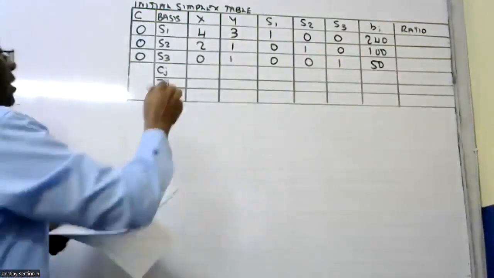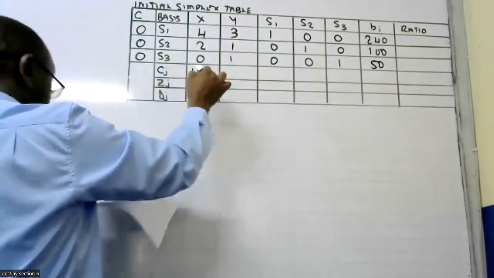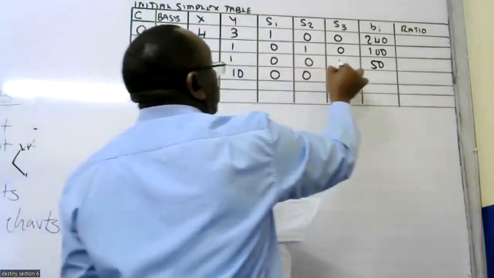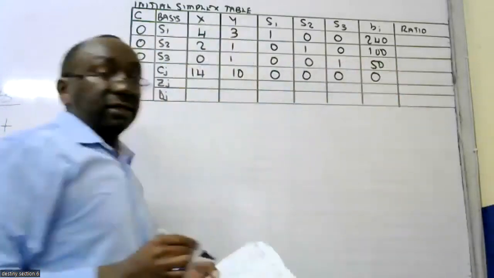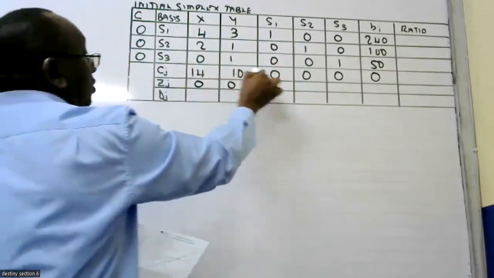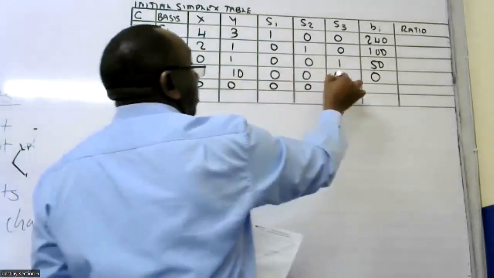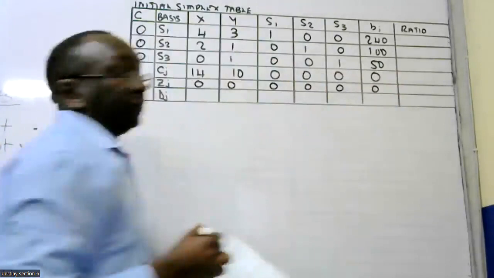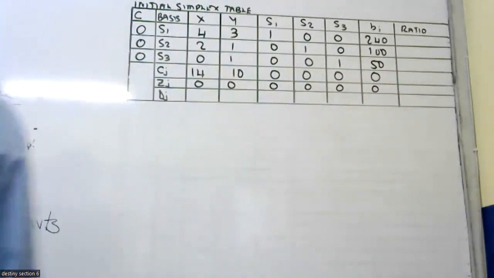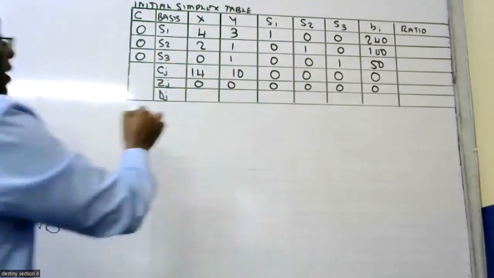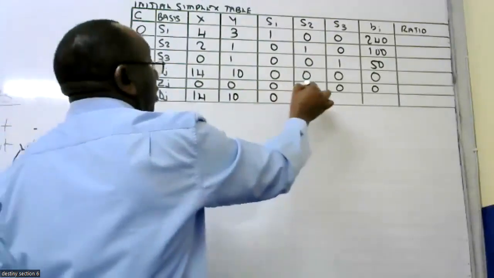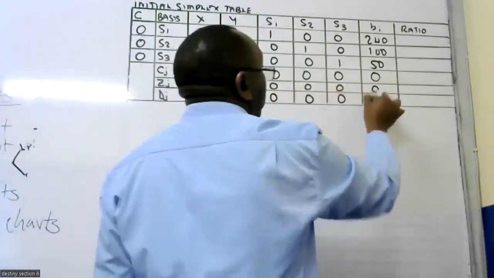Then the contribution margins, this is 14, this is 10, and these ones we said are zeros. I told you ZJs are always zeros in the first table. And then we said DJ is CJ minus ZJ. So this is 14, this is 10, this is 0, 0, 0, 0.